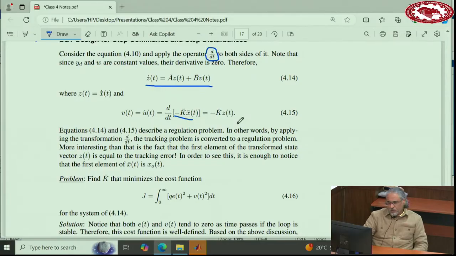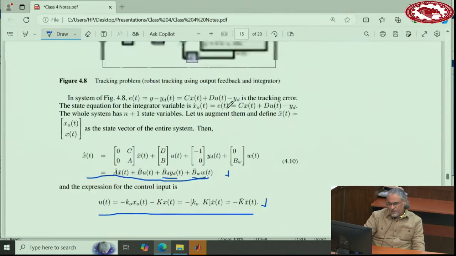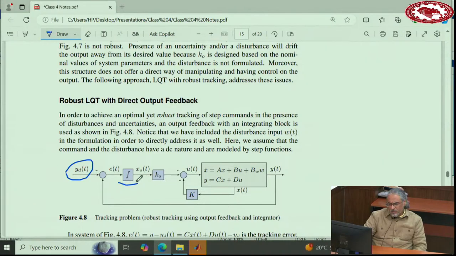Okay, so what do you want to minimize here? Let's look at z. If you look at z, z is the derivative of x. Now remember, x was what? The first component of x is this one. So the derivative of that becomes the error.